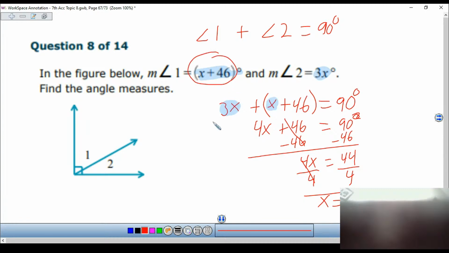So angle 1 is x plus 46. So for angle 1, all we're going to do is say 11 plus 46, and that angle is going to be 57 degrees. And it makes sense to be that much bigger than the other one because it's a bigger angle on the picture. That's not always the case, but this time it is. And then for angle 2, it's 3 times x. So 3 times x, which is 11. And 3 times 11 is 33. So angle 2 is 33. And if you notice, these two, when you add them together, will give you 90. So you know you did it right, and we're good to go.